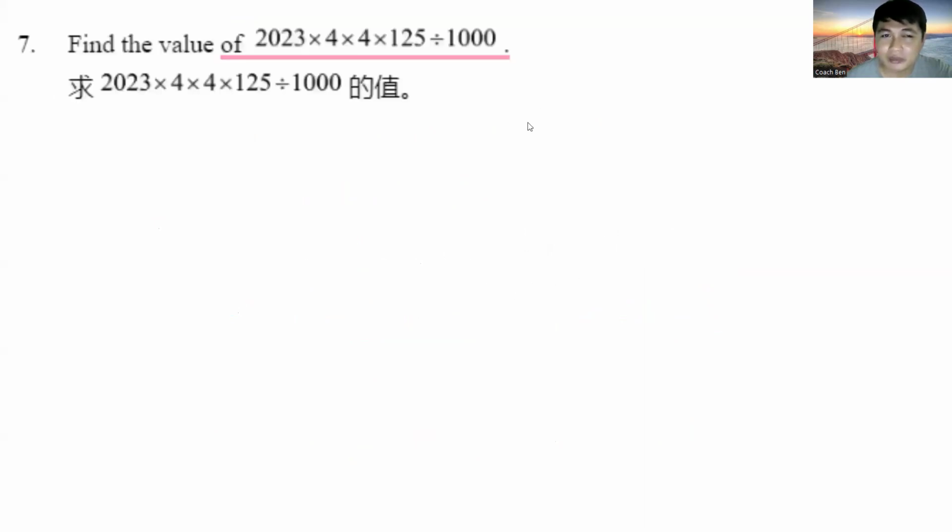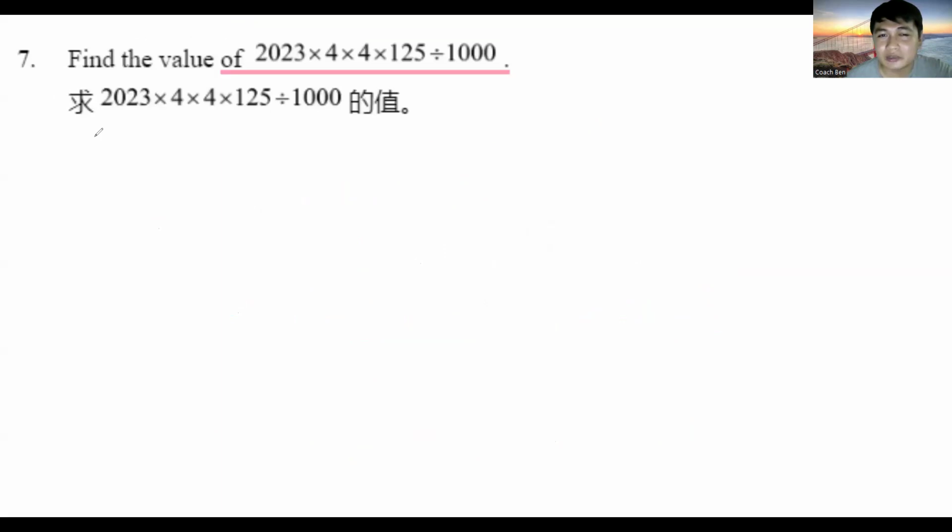So now those were the first 6 questions. Now we can start doing the arithmetic problems. The first problem for arithmetic is find the value of 2023 times 4 times 4 times 125 divided by 1,000. So does anybody want to volunteer for number 7?